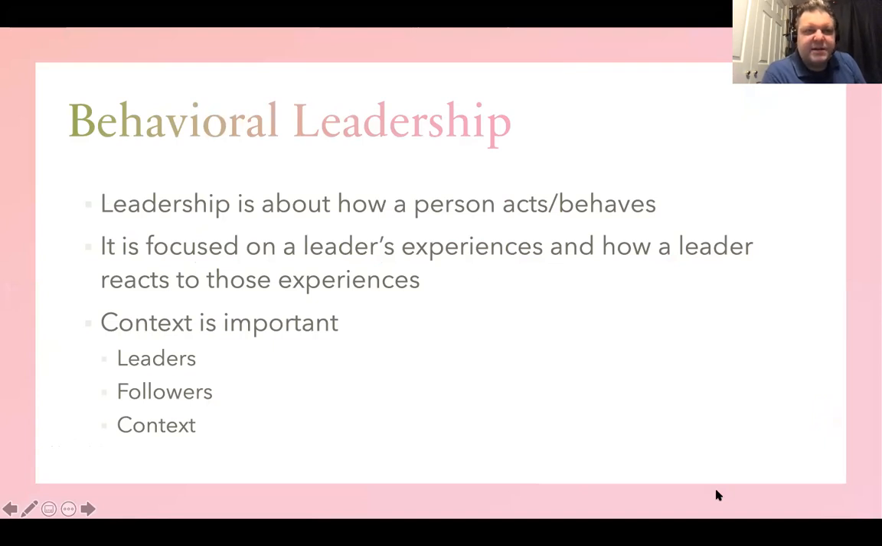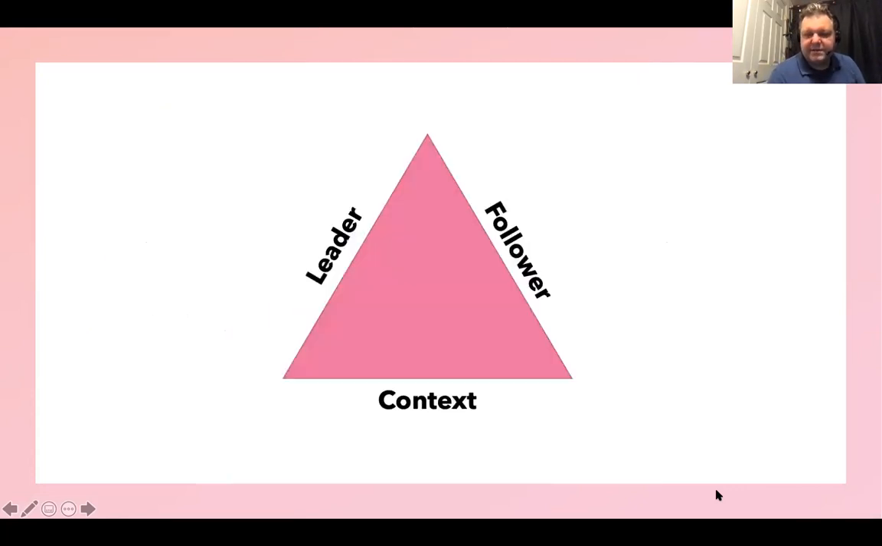Skills leadership was based on what you can accomplish. Behavioral leadership is how you behave. It focuses on the leader's experiences and how a leader reacts to those experiences. Which means, if you remember our triangle before, context is important. Our leadership triangle is leaders, followers, and context. It's all three different components.